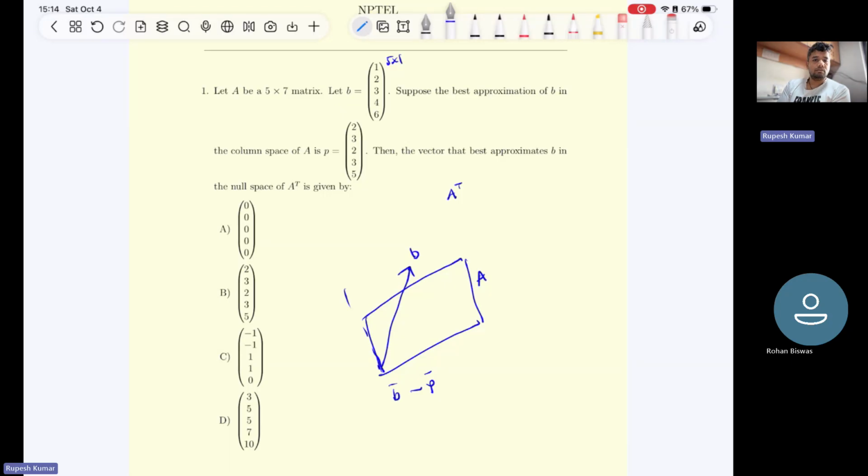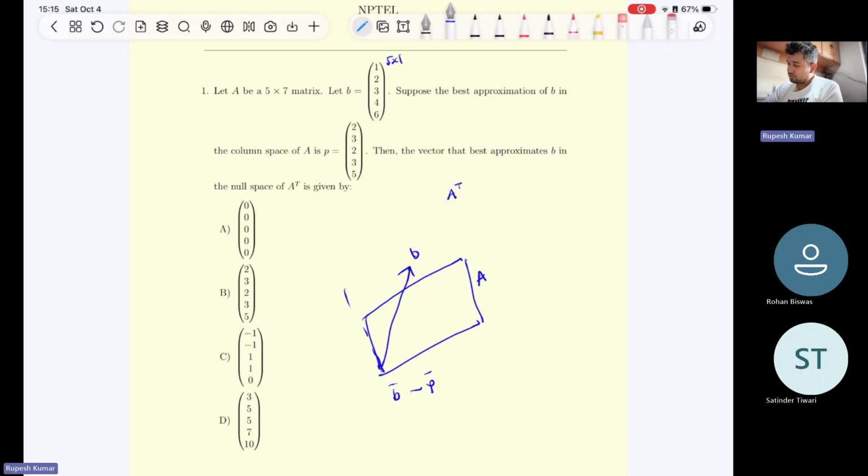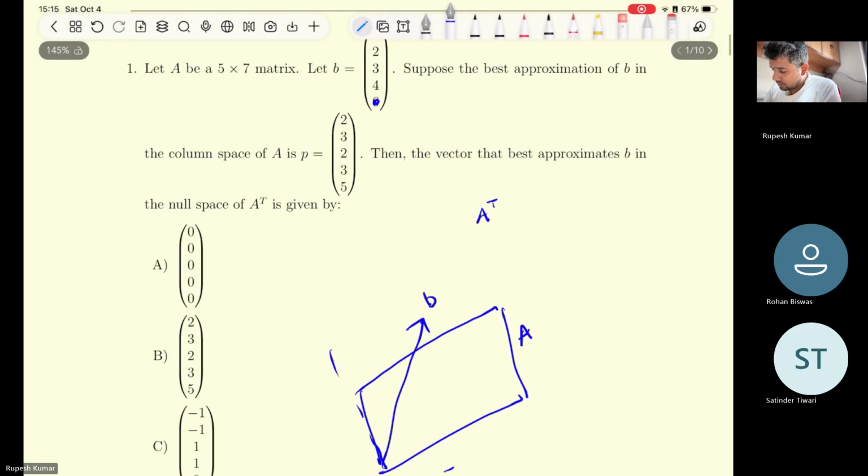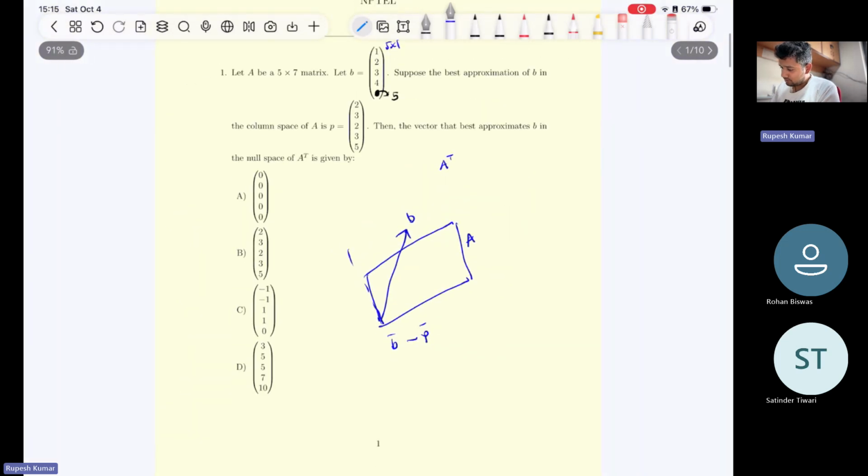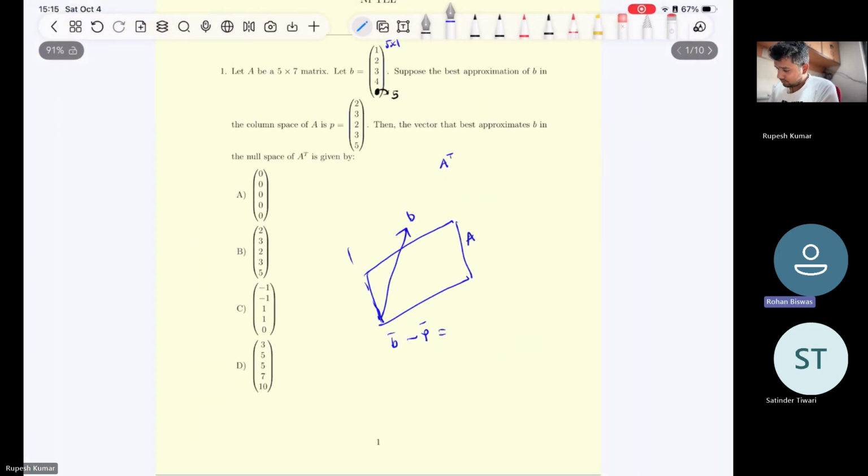Let me just check once. So B is 1, 2, 3, 4, 5, and the projection is 2, 3, 2, 3, 5, right? Oh, okay, then it's fine. Here B is mistakenly written as 1, 2, 3, 4, 6, so I was having the doubt. Sorry, there should be 5 here: 1, 2, 3, 4, 5. So now your answer is B minus P, and it turns out to be C.